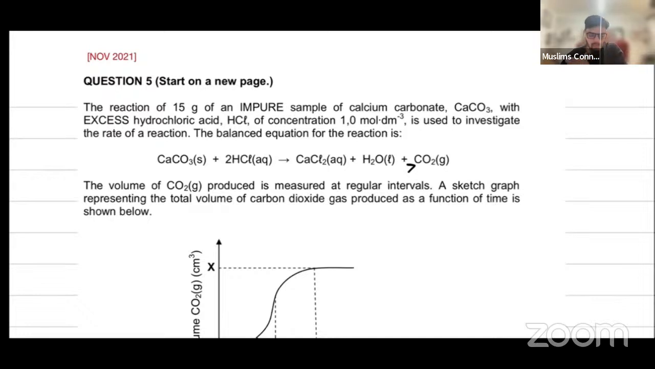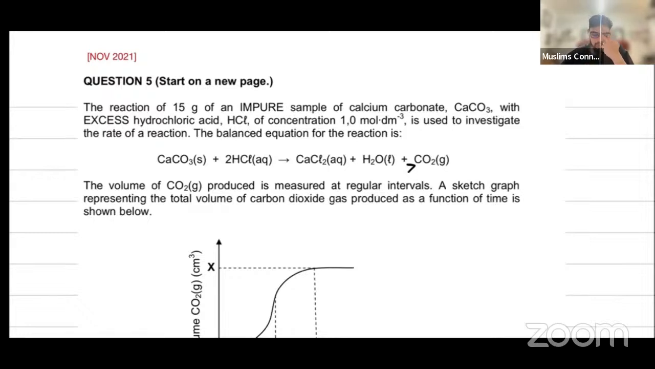Okay, cool. They say the excess HCl of concentration 1 mole per decimeter cubed is used to investigate the rate of reaction. The balanced equation for the reaction is CaCO3 plus 2HCl gives us CaCl2 plus H2O plus CO2. The volume of CO2 produced is measured at regular intervals. A sketch graph representing the total volume of carbon dioxide gas produced as a function of time is shown below.